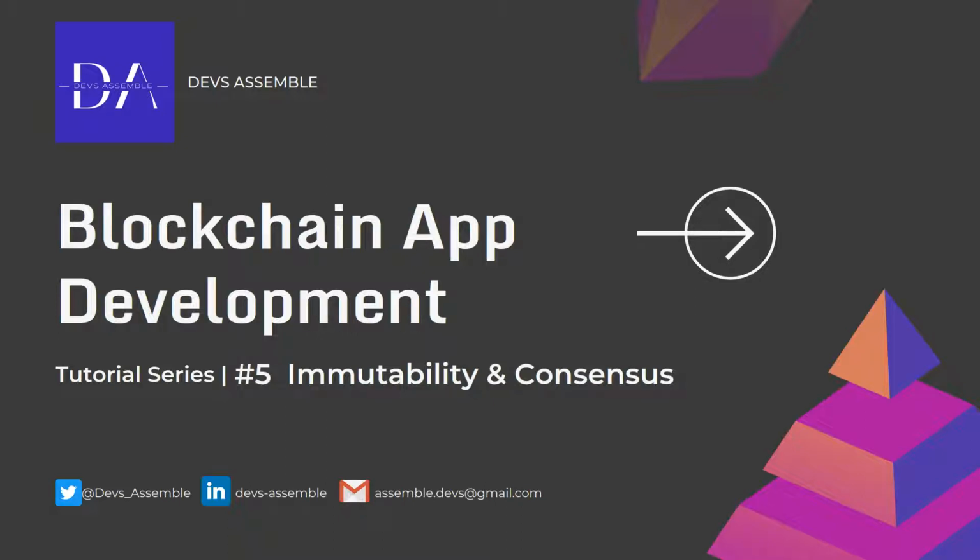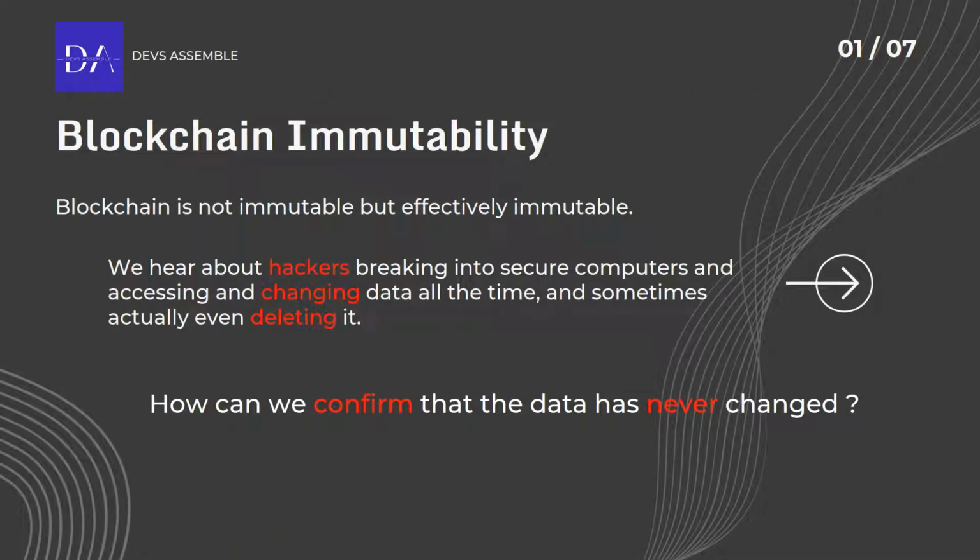In this video, we are going to discuss the immutability property of the blockchain and the blockchain consensus mechanism. So blockchain is not really immutable, but it's effectively immutable. Let's discuss in detail what this is all about.